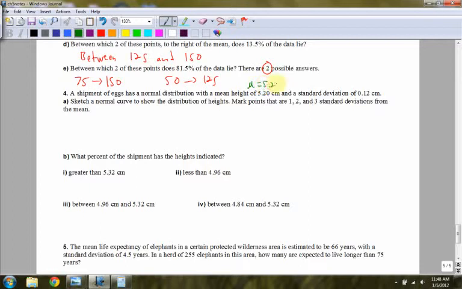Mu is equal to 5.2. Standard deviation, which is your sigma, is equal to 0.12. It says sketch a normal curve to show the distribution of heights, mark off the data, right? So we have the bottom of the curve, we have the curve there. I know that the mean is 5.2, and it wants us to mark off 1, 2, and 3. Same kind of stuff as before. So 1, 2, 3, 1, 2, 3.